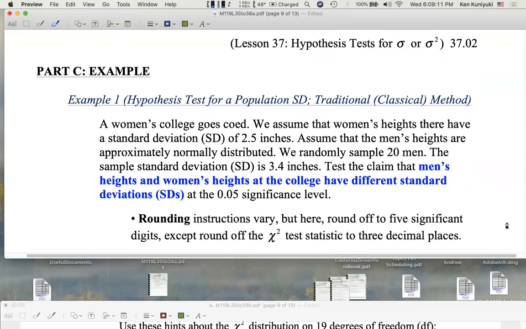Example. And this sounds like a comedy, especially from the 80s. A women's college goes co-ed. So it's a college that has had a long history of admitting women. It's been only women, but after some point, it admits men as well. Now, because of the long history of the college and the students have all been women, we assume that women's heights there have a standard deviation of 2.5 inches. And that's known, all right? That's the known population standard deviation for women's heights.